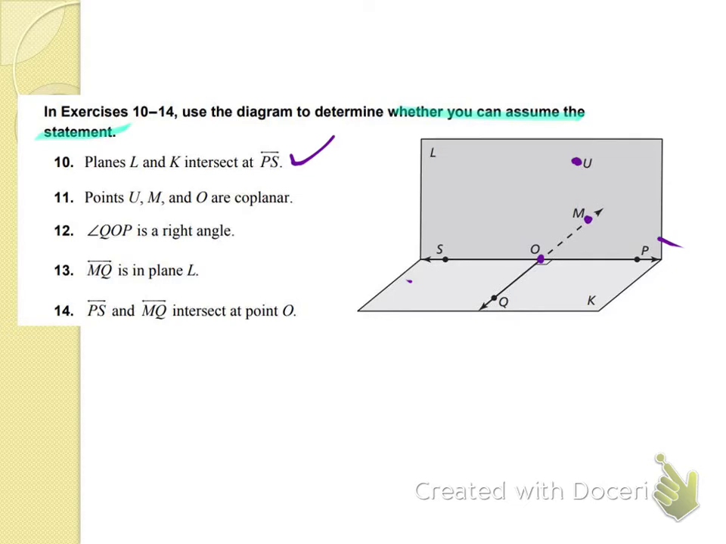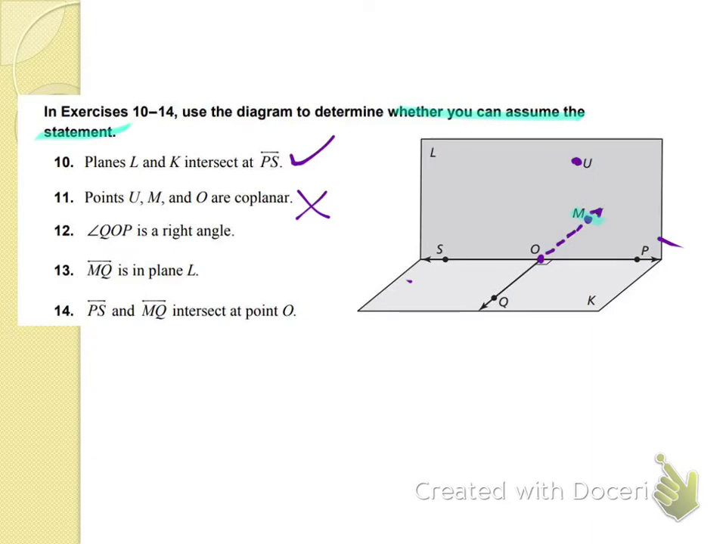What does coplanar mean? On the same plane. No. What does this dotted line mean? It means going through, and where is it located? On the other side. It's behind. So is this portion on plane L? No. It is not. So are U, M, and O coplanar? No. Still no. M is not on the plane. M is behind the plane.